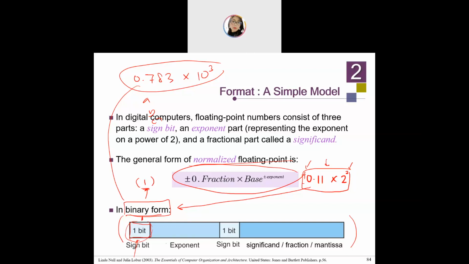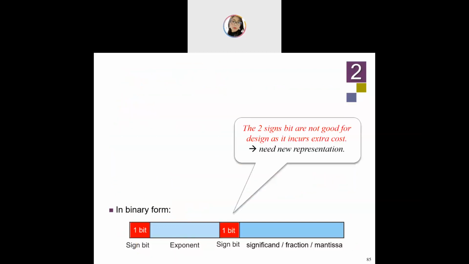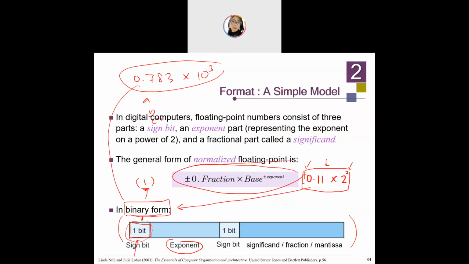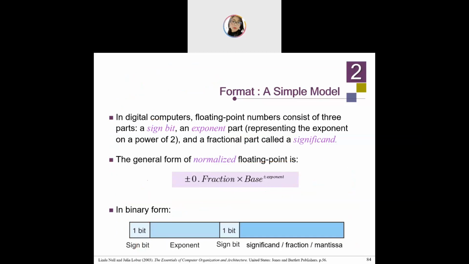And the exponent here, how many bits? Later on you will be given how many bits for the exponent. It depends on your model, okay? But you need to know where the place is first. Exponent. After that is going to be a sign bit again, and your fraction or mantissa. This one is the bit.